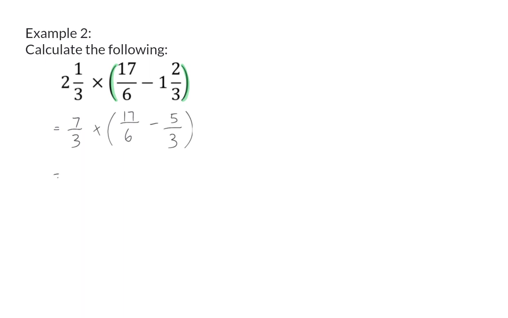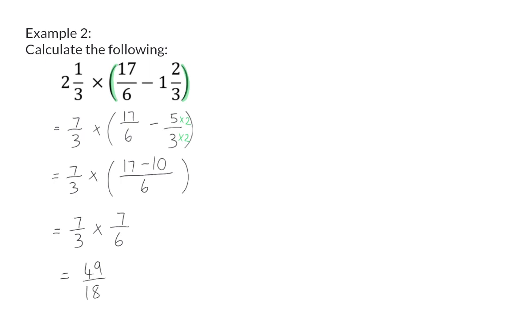Now I'm going to continue by subtracting inside the bracket. To do that, I need to get a common denominator, and then my second fraction will have an equivalent fraction of -10/6. The 7/3 still stays the same, and my final step for simplifying the bracket is to subtract. So I will have 7/6. And finally, I can now multiply. So here I multiply the numerators to get 49 and multiply the denominators.